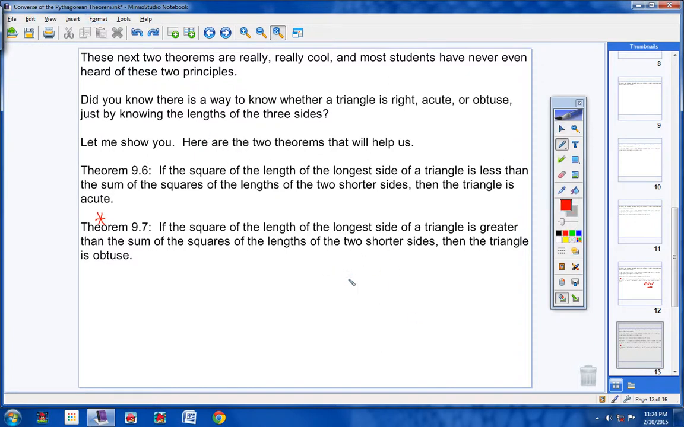Okay, here's what this is saying. If you square the two shortest sides and add them together, and you get a number that's less than the longest side squared, then you know for sure automatically you have an obtuse triangle. Just like that. Okay? And that's pretty cool. That's what this theorem is saying.